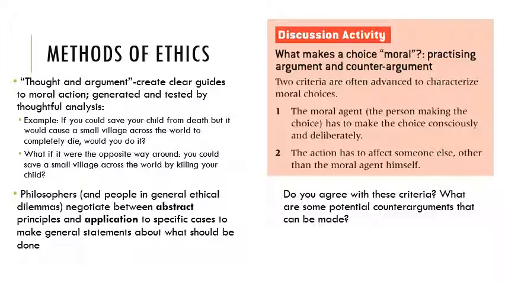We might do this discussion activity in class, thinking about what makes a choice moral. People generally say that the two criteria are that the person makes a choice consciously and the action has to affect someone else, but are there possible counterarguments you can make related to ethics in those situations? So hopefully it gives you a little bit of an intro into some things to think about related to TOK concepts when you're talking about the area of knowledge of ethics.